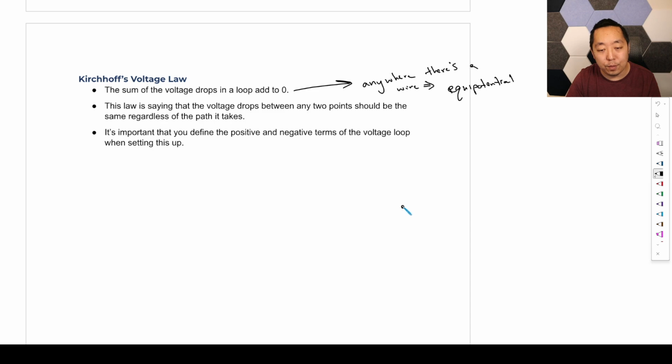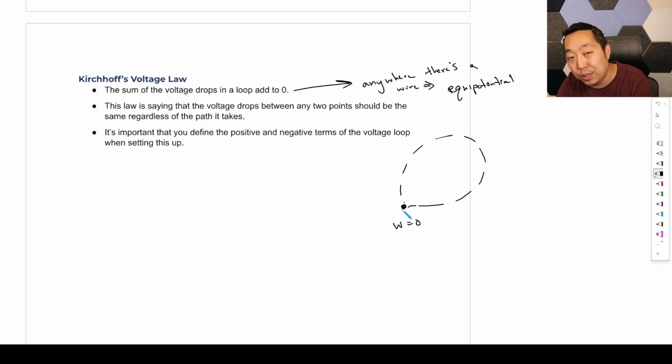And remember, this goes back to our electrostatics. If I take an electron, move it somewhere else and come back to the same spot, the work should be zero because the potential has not changed. It's a similar thing here, because anywhere there's a wire, if we come back to that same spot on that wire, we better be at the same potential and no work needs to have been done. So the law is saying that the voltage drop between any two points should be the same regardless of the path it takes. And it's important when you are doing this that you define the positive and negative terms of the voltage loop when setting this up, to add it correctly.